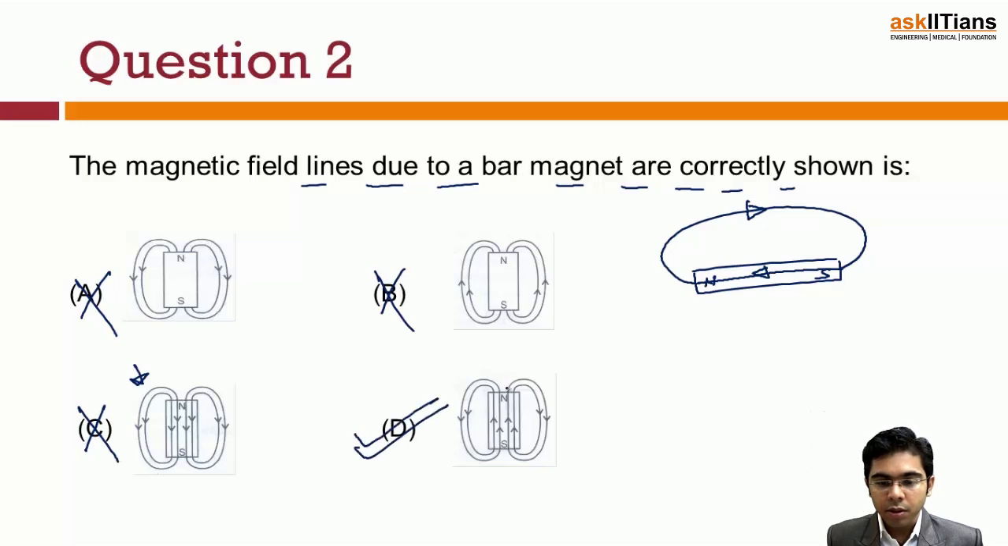If we check out, outside it is going from north to south, and inside it is going from south to north. That is perfectly fine. So option D should be correct for this question. Now let's proceed towards the next question.